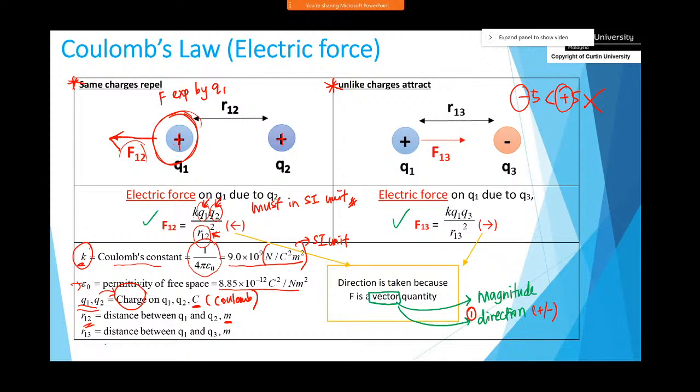So if we have a different charge, let's say Q3 and Q1 here, instead of a positive charge here, now it is replaced with a negative charge. So the force experienced by Q1 here will now go to the right. Okay?